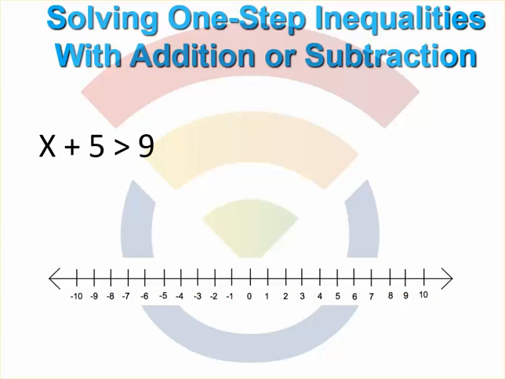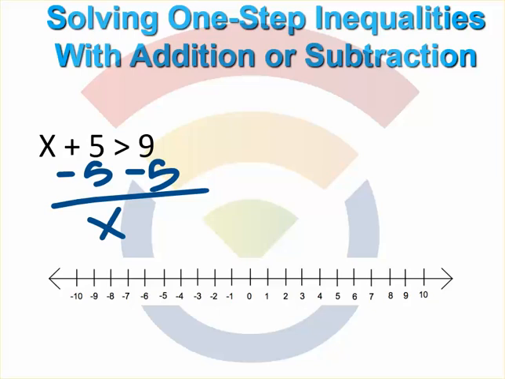Here, our inequality is x plus 5 is greater than 9. We want to get x by itself, so subtract 5 from both sides. This means that x is greater than 4. Only difference, it might ask you to graph it. So we're going to put an open circle at 4, and greater than means we're going to go that direction.